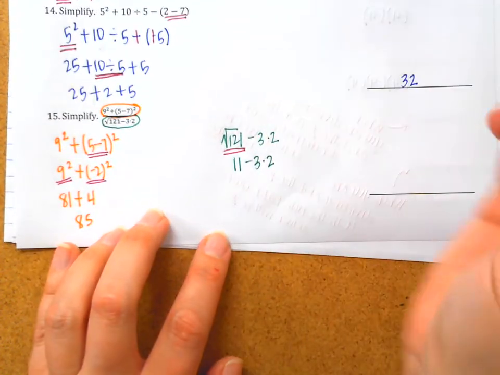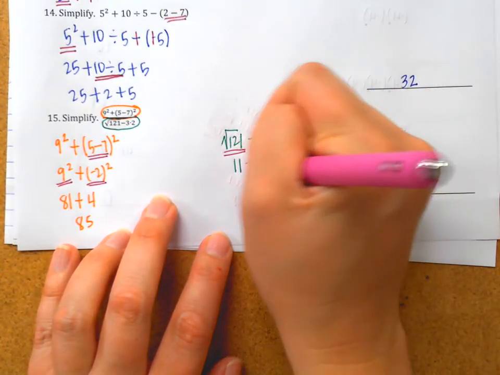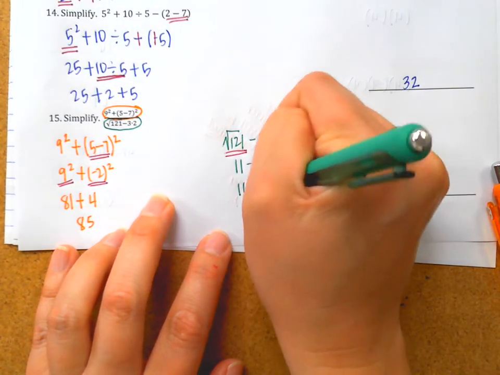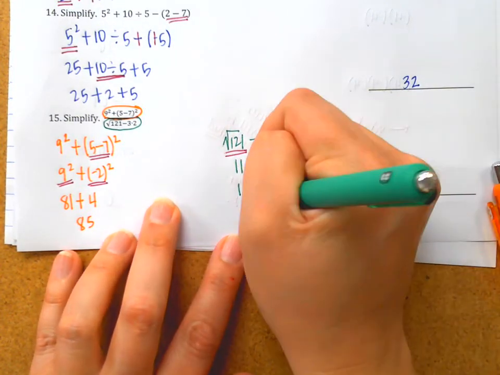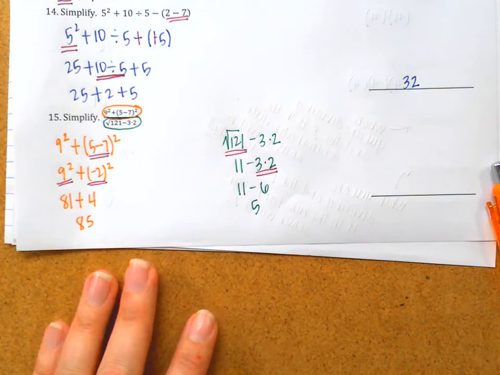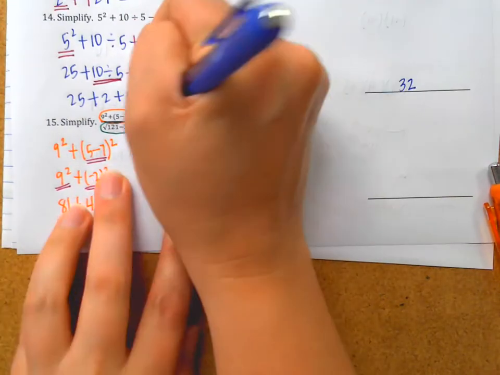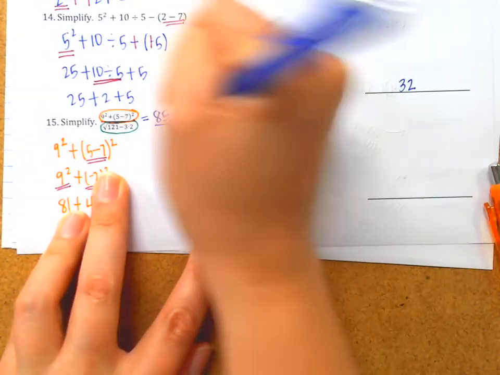Now I'm going to multiply and divide from left to right. So 3 times 2. 3 times 2 is 6. And then 11 minus 6 is 5. So my final answer on top is 85. On bottom is 5.